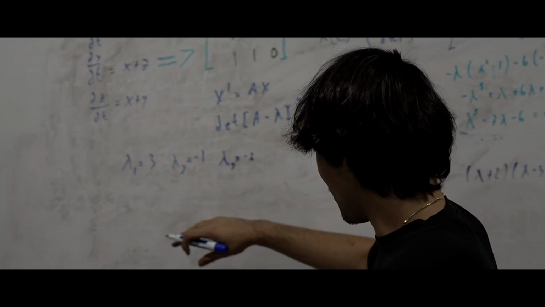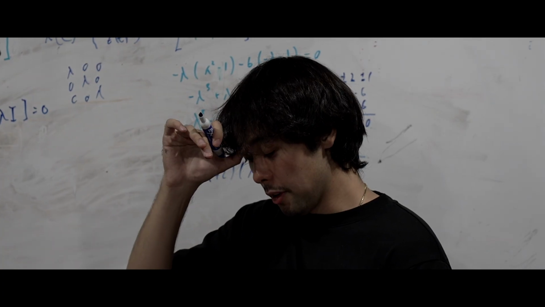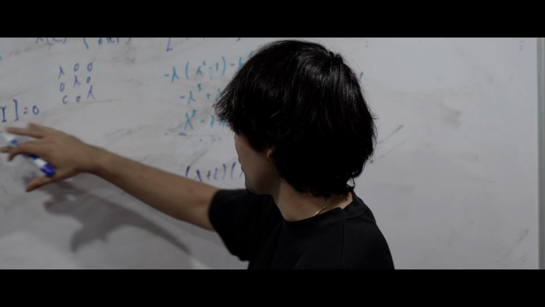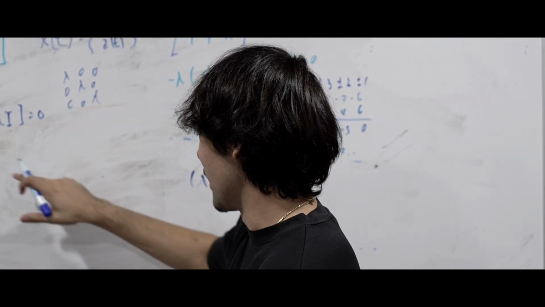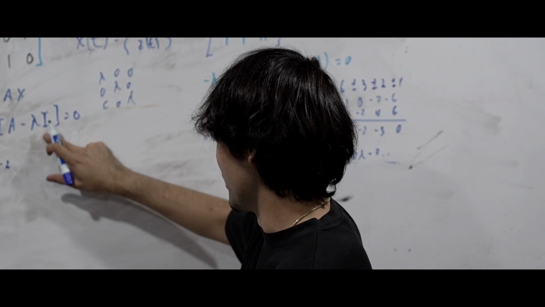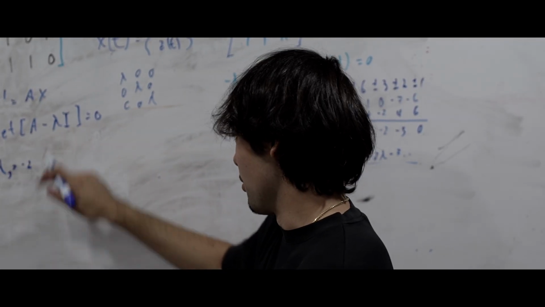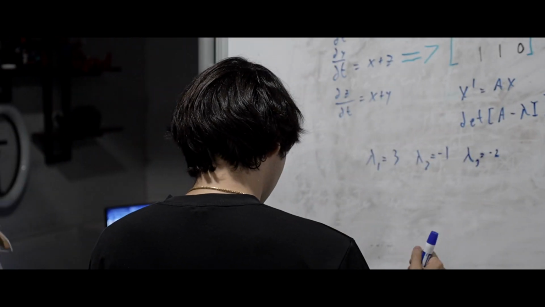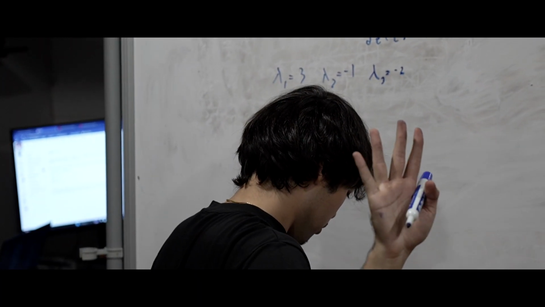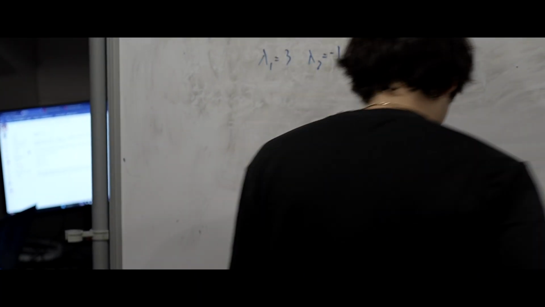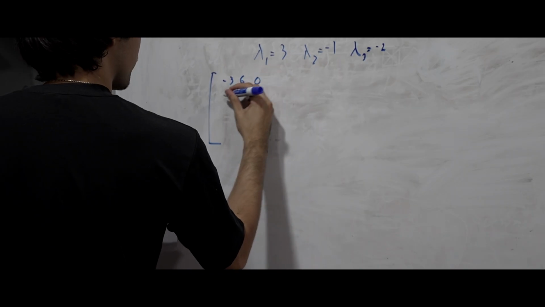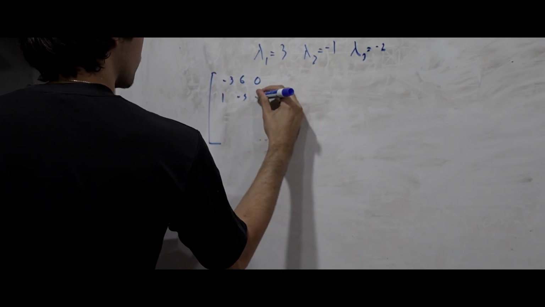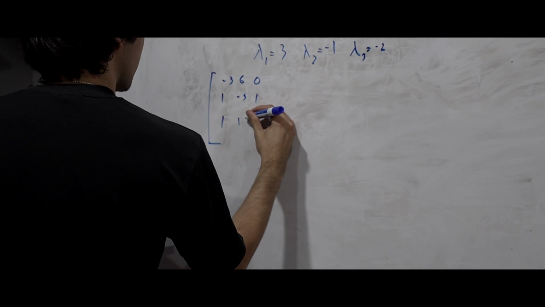Okay, anyways, so these are our lambdas, right? The next step is, let's look back at this, right? So we found our lambdas. Now we just need to plug our lambdas into this equation. So one of our lambdas is 3, right? So we're going to have, actually come here, stop moving. Okay, so we're going to have this matrix. That's going to be -3, 6, 0, 1, -3, 1, 1, 1, -3.